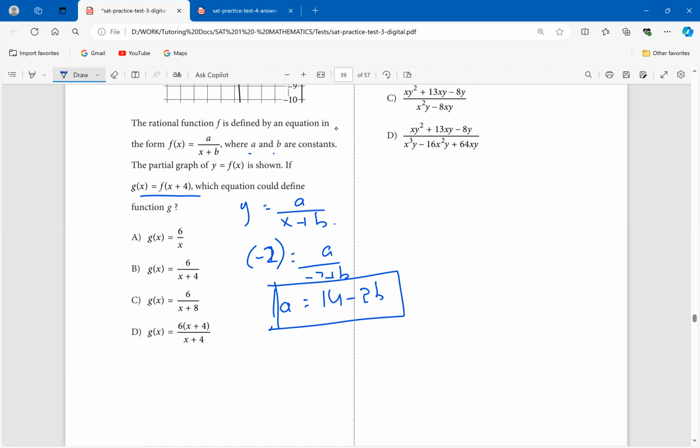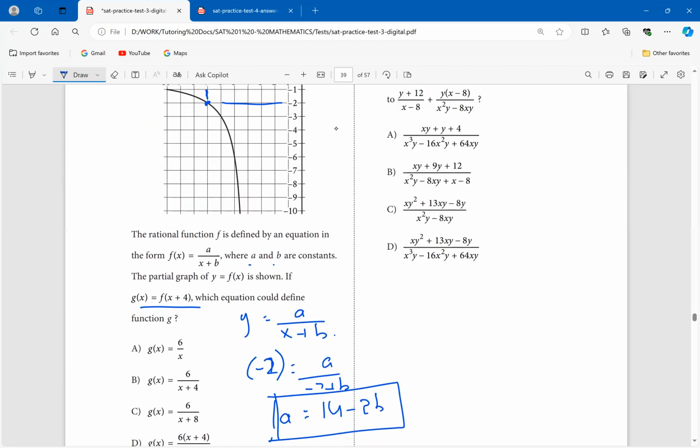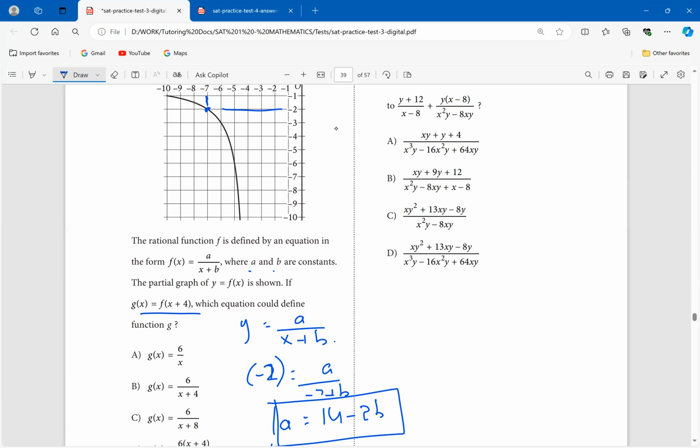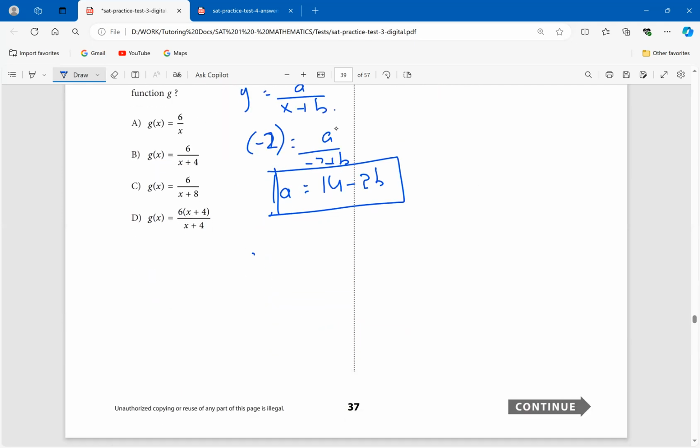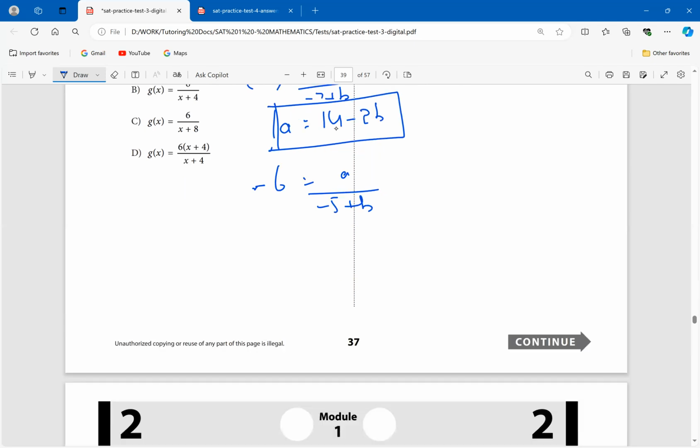Now there's another point. Let's pick up another point the graph passes through. Let's take this one, -6 and -5. You can create another equation. -6 and -5 will give you -6 equals a over -5 plus b, which will yield an equation of a equals 30 minus 6b. Now this is another equation that you have.